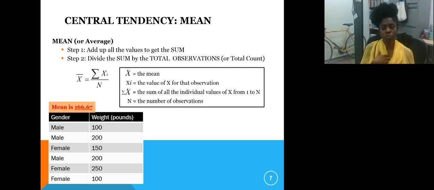So we know, without even being in this class, that to get the average, we would say 100 plus 200 plus 150 plus 200 plus 250 plus 100, add all of that up, and now take that number divided by the N. So N is 1, 2, 3, 4, 5, 6. 6 people are in this survey, so 6. So take all of those numbers we just added, divided by 6, we should get the mean of 166.67, right?